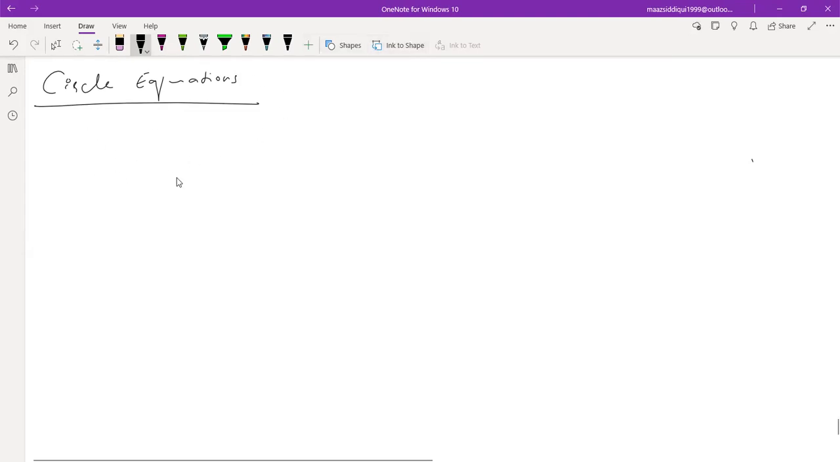In today's lesson, I will be going over the topic of circle equations. As the name suggests, we will be understanding how the equations of circles look and how we work with them. Let me first write down the general equation of a circle: x minus a whole square plus y minus b whole square is equal to r square.